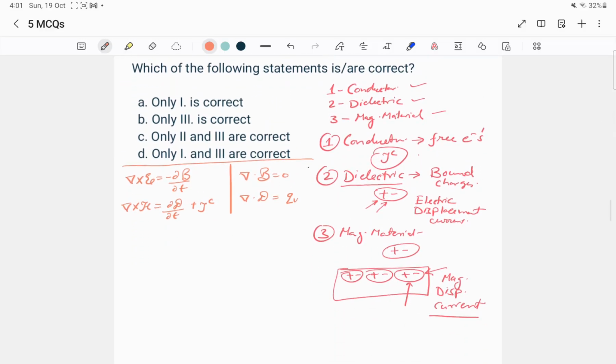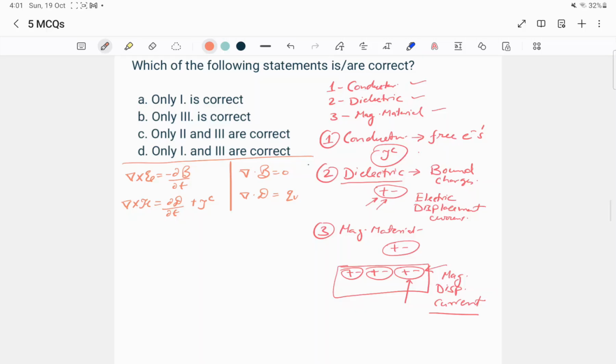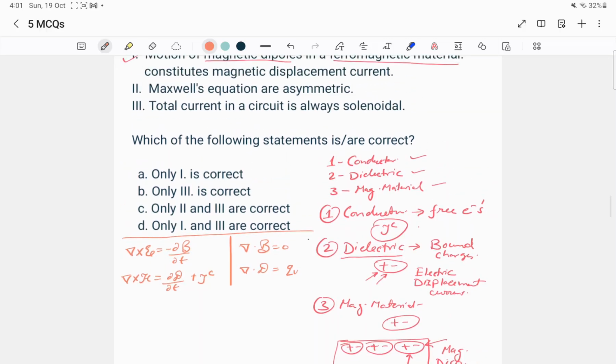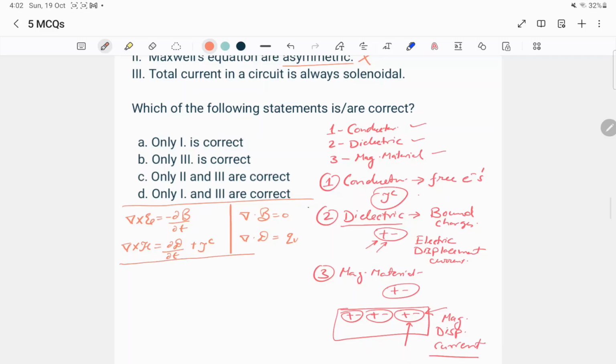Now, by looking at these four equations, one can easily be confused and say that the Maxwell's equations are asymmetric, but actually they are not asymmetric, they are symmetric. But you need to understand why. In the statement it has been given that the Maxwell's equations are asymmetric. This is totally a wrong statement. Maxwell's equations are always symmetric.